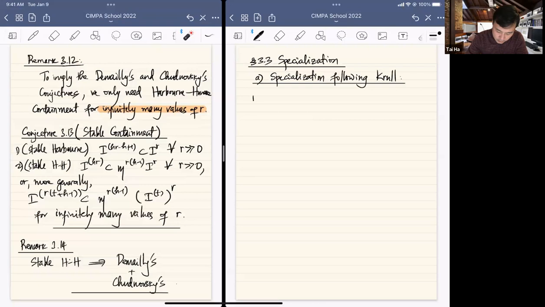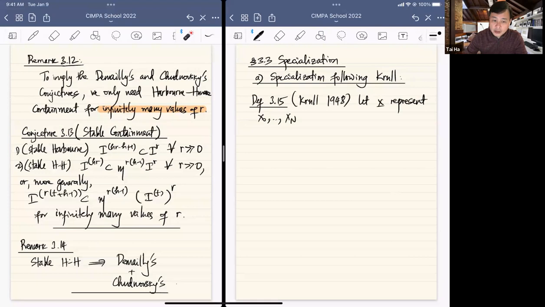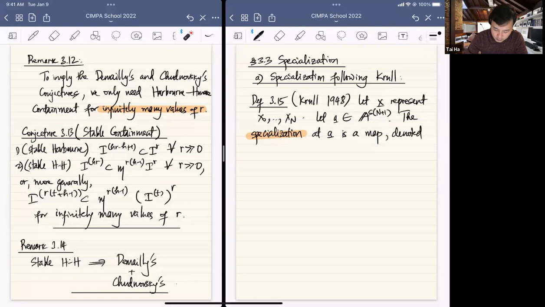Grid point 15, I think. And this is by Krull in 1948. So let X represent, just for shorthand, the variables X0 up to XN. So instead of writing the variables all the time, we just write X. Let A be a point in our parameter space. If you recall last time when we talked about general and very general sets of points, the specialization at A, so it's attached to this vector A, is a map which we denote by pi of A.